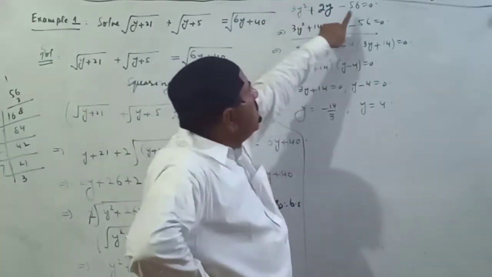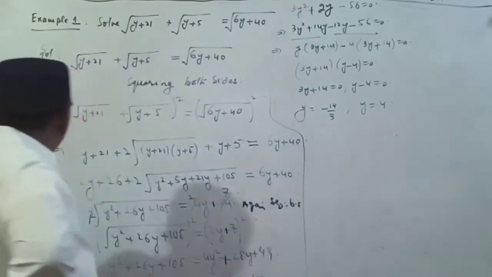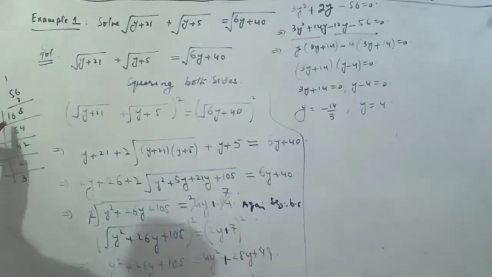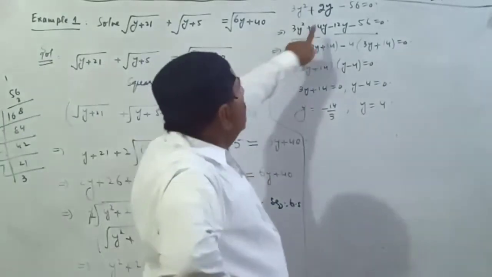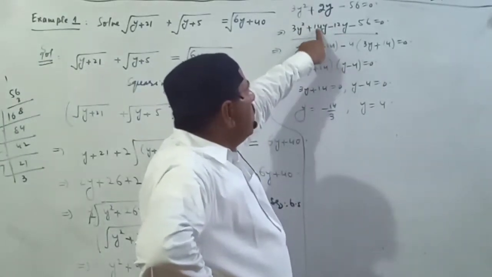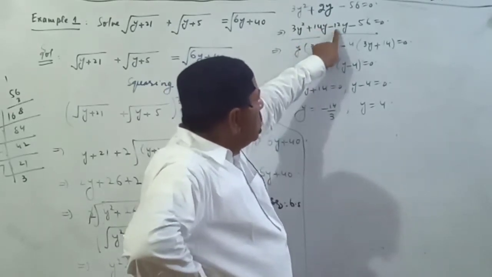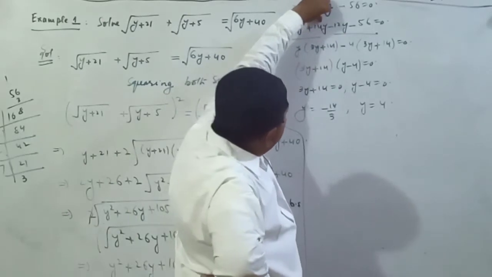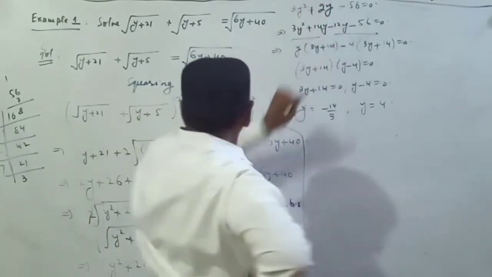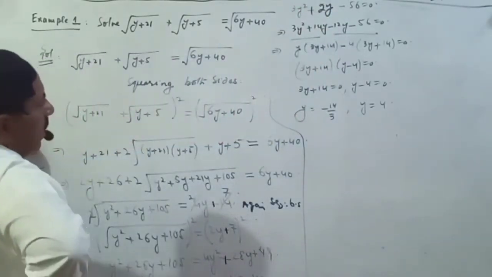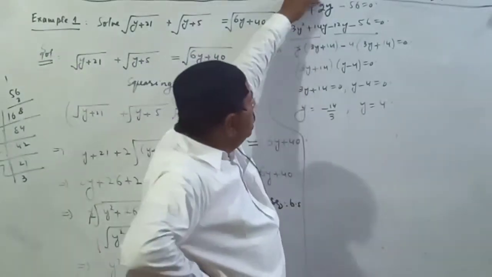So 3 times 56, the result is 168. So factors of 168 are 2, 2, 2, 7, 3. So we will break the middle term 2y in the shape of plus 14 and minus 12. The multiplication of plus 14 and minus 12 is like 168, and their difference is also 2.